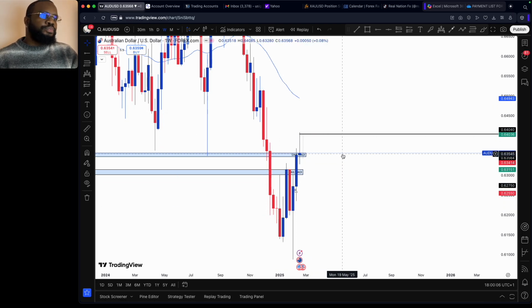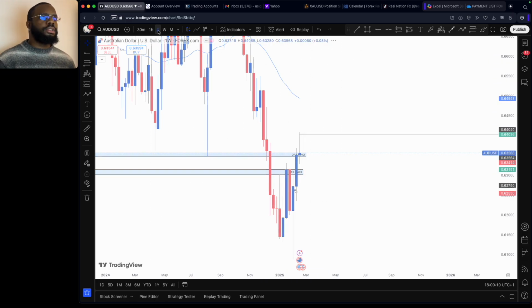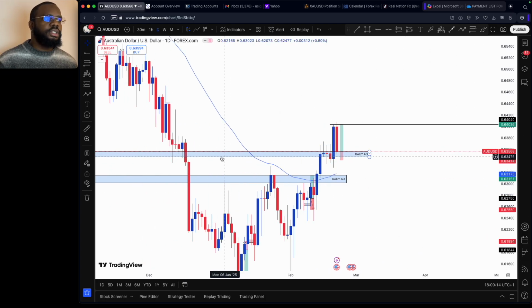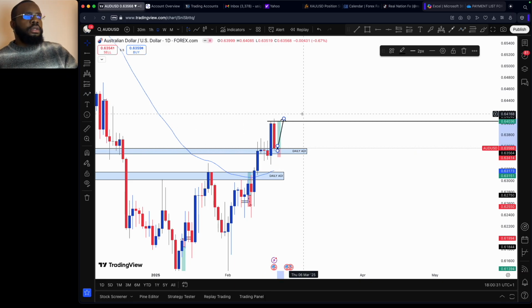So what I'm waiting for is, on the daily we can see a good retest of this area of interest, and price has closed bearishly into the zone. So what I'm anticipating for the upcoming week is for price to open, liquidate the daily lows, then we'll have a push to the upside.